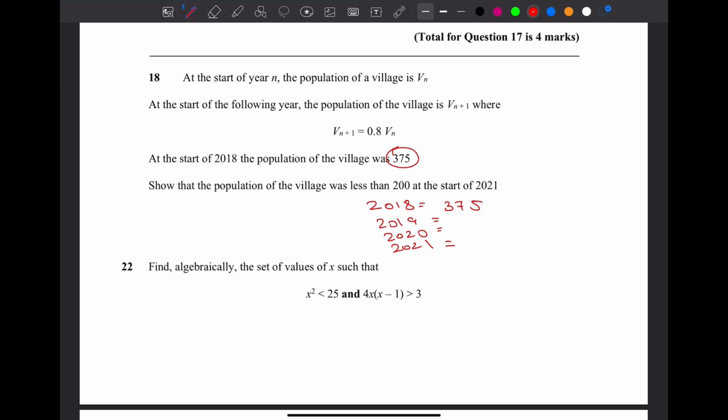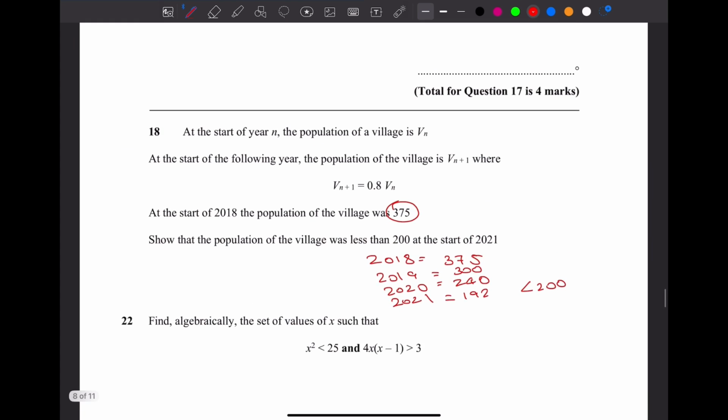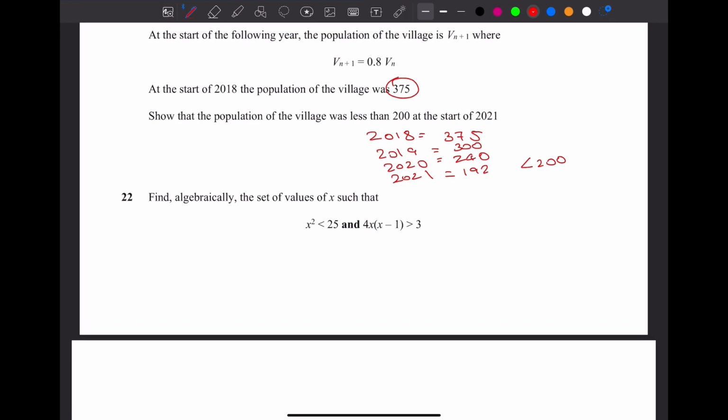So what's the first answer? 375 plus, sorry, 375 times 0.8. Keep it in a bracket, 0.8 times your answer. The answer is 300, then 240, then 192, which is less than what number? 200. That's what they want, right? It probably looks like a 2 marks question. I didn't write much of a method, but this would be fine.